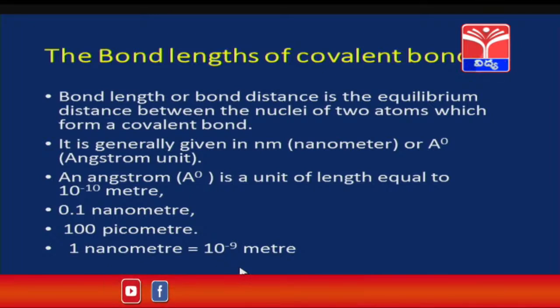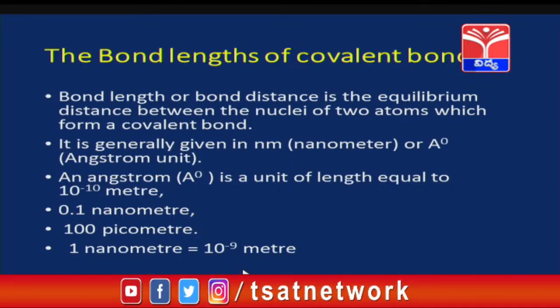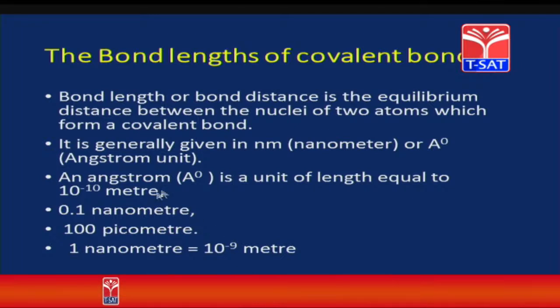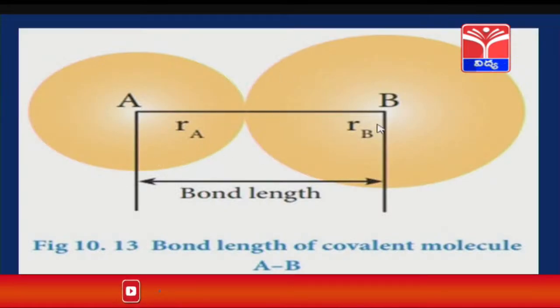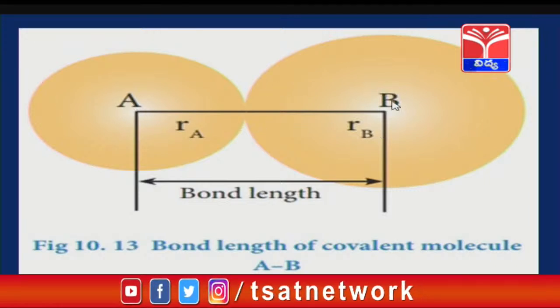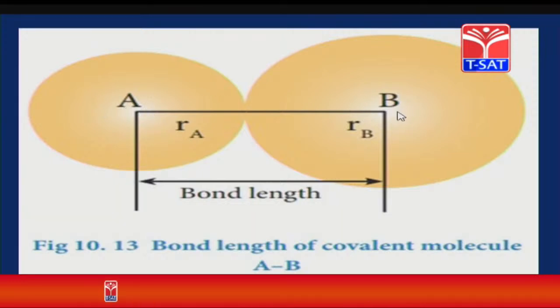So, bond length can be measured as it is very small, the length between the 2 nuclei of a bonded molecule, then it is so small that it is represented in terms of angstroms. So, look at this picture, children. A and B are the 2 atoms of a molecule, and this is the nucleus of atom A and this is the nucleus of atom B, and the distance between atom A and atom B nucleus is called as the bond length.